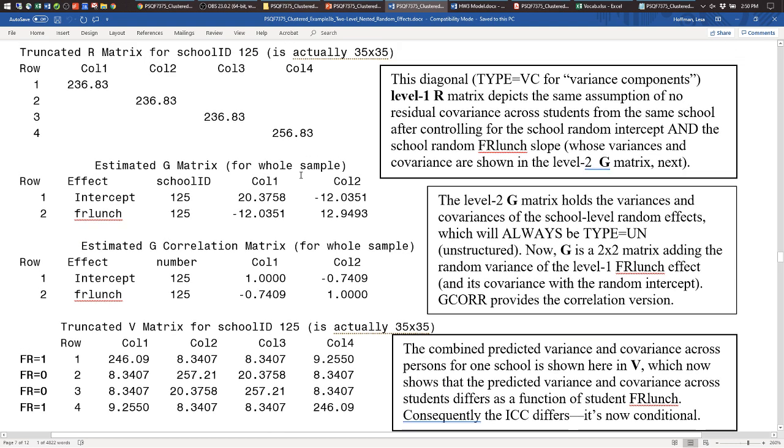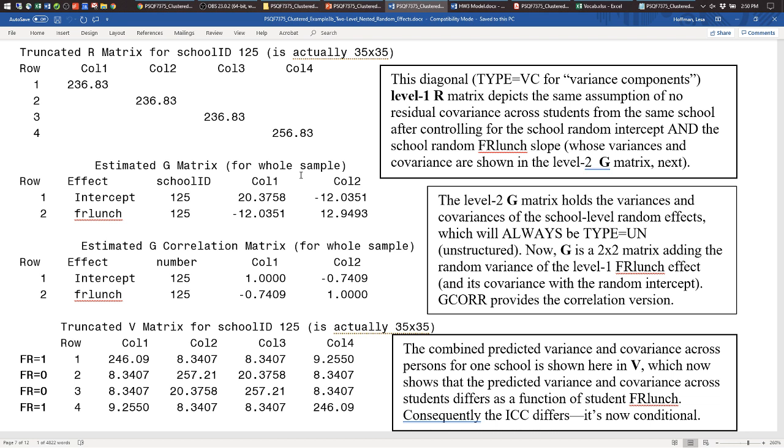So on the whole, all of the reasons for the correlation between students, constant or non-constant, are supposed to be in this G matrix at level 2. After you control for those reasons, what's left at level 1? Differences between students that remain after controlling for school dependency, that's supposed to be constant with no covariance. People are conditionally independent after you control for their school's random effects. That's what this is saying.